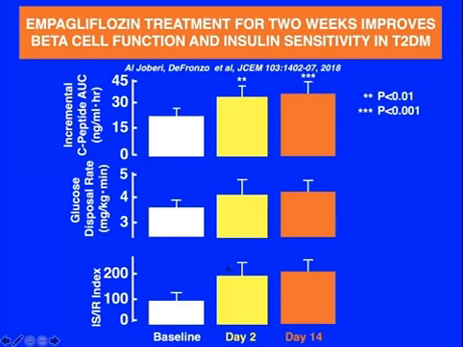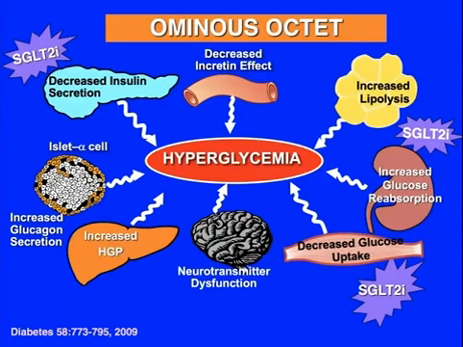Now, the beauty of this is that you see the effect within 2 days, and it's maintained out at 14 days. And you see it with both empagliflozin and dapagliflozin. As I said, we have not carried these studies out with canagliflozin, but I'm quite certain the results would be very similar. So if we come now back to the ominous octet, you see why the SGLT2 inhibitors are such effective drugs for treating our diabetic patients. First, their primary mechanism of action is on the kidney to enhance glucose excretion. As the glucose comes down, we improve insulin sensitivity in the muscle, and we have a major doubling of beta cell function.